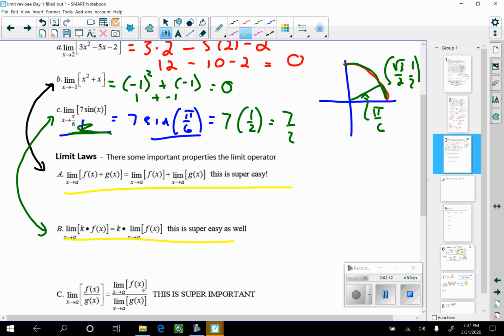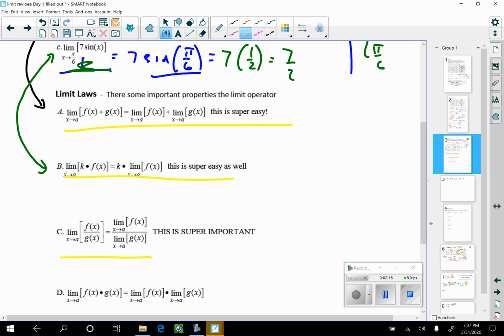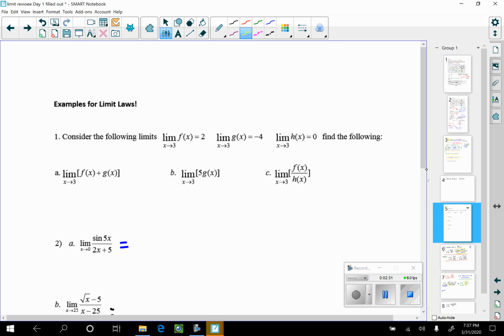I'm going to concentrate on this one right here in this video because we're going to use this particular law for L'Hôpital's rule. Okay, so here we go. We're going to look at some examples here. These particular examples are pretty easy. I can do them real quick if you like.